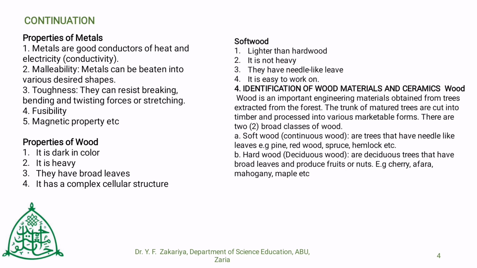Then we move into properties of wood. 1, it is dark in color. 2, it is heavy. 3, they have broad leaves. 4, it has a complex cellular structure. Then we now move to properties of softwood. Number 1, lighter than hardwood. Number 2, it is not heavy. Number 3, they have needle-like leaves. Number 4, it is easy to work.